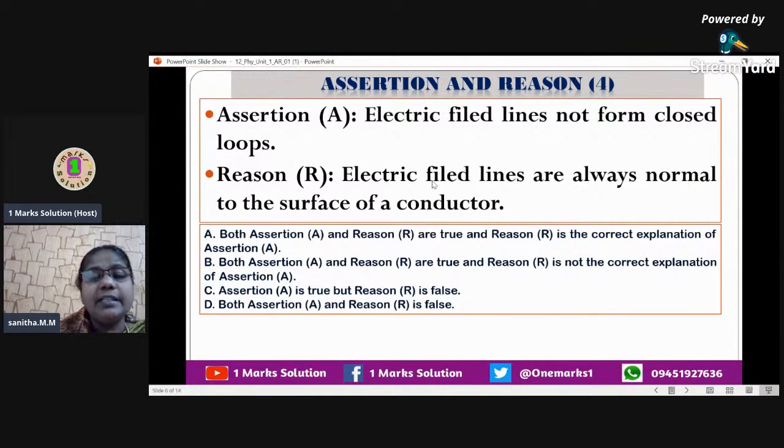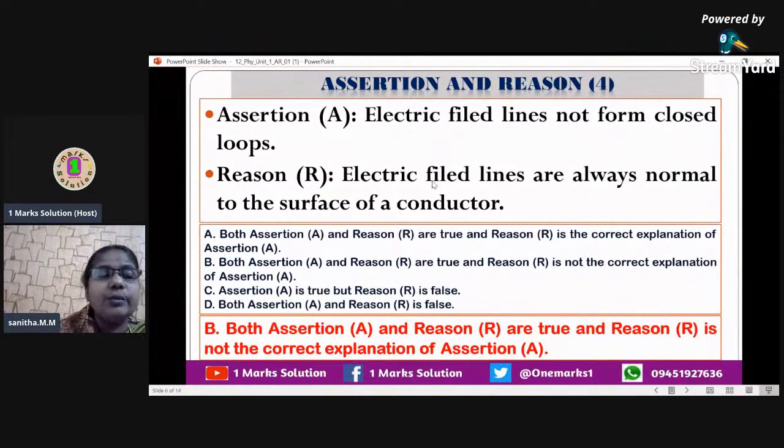And the reason given is that electric field lines are always normal to the surface of a conductor. No, it is not the correct explanation for the assertion. So the answer is, you can see, the option B. Actually what is the reason? There is no electric field inside the conductor, so they are not forming closed loops. Now we can go for the next question.